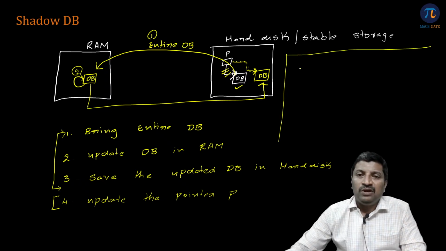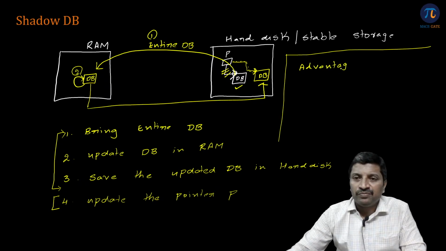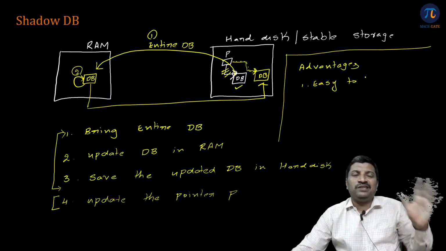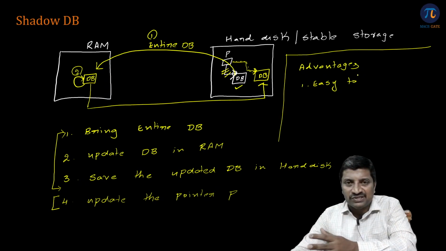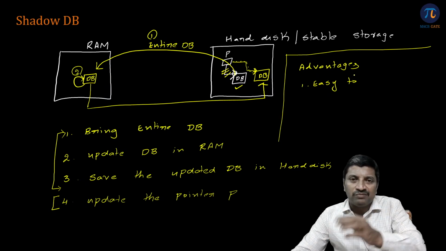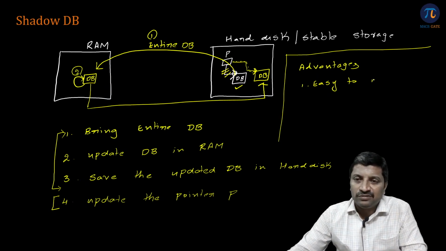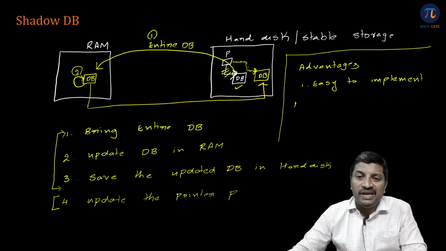What is the main advantage? It is very easy to implement. There is no confusion. We are updating the database and saving it somewhere else. If everything goes smoothly, we update the pointer. That's it. What is the main disadvantage?